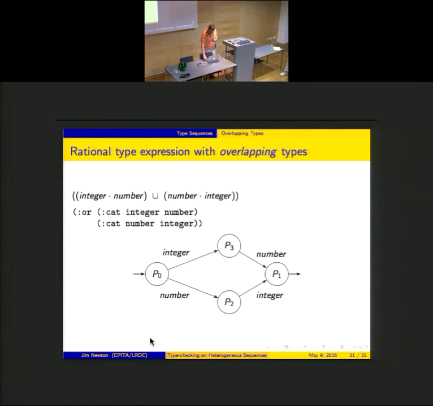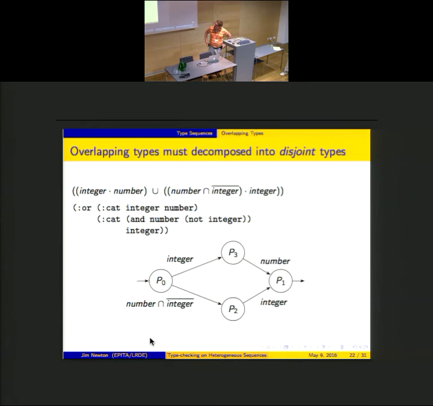So what we have to do instead is decompose the types into non-intersecting types. So this state machine represents the same as the one before. Either we want to test for integers or numbers which are not integers. And then that's completely unambiguous. In this case, integer is a subtype of number, but you might have types which are not in subtype relationships, but just have overlaps.